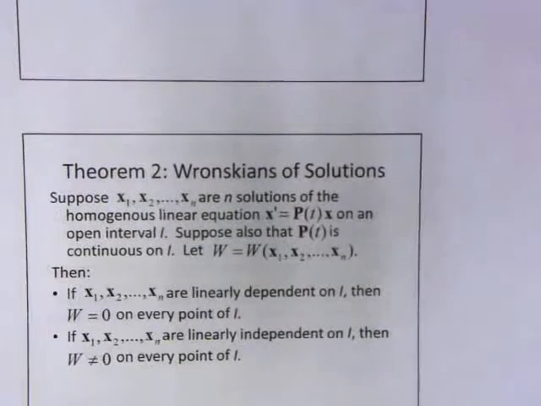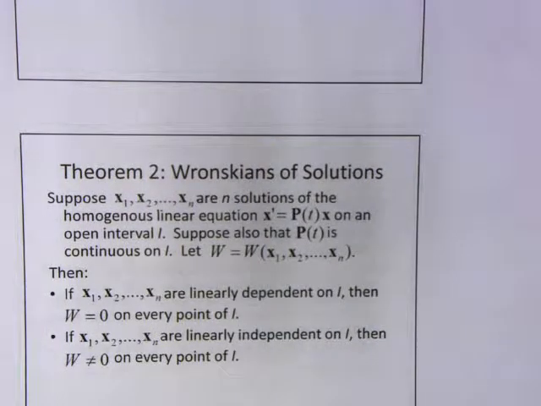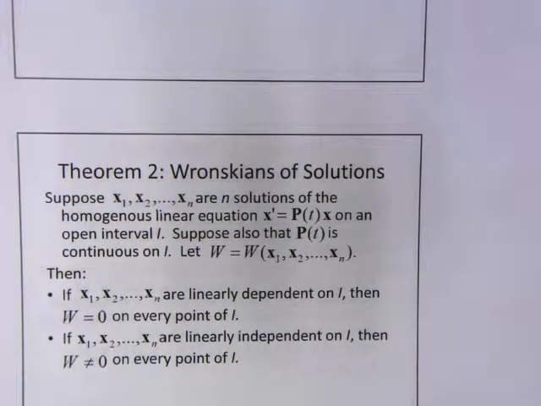Then, the next thing we had in chapter 2, we talked about something called a Wronskian. Suppose x1, x2, xn are n solutions of the homogeneous linear equation x prime equals P of t x on an open interval. Let W be the Wronskian of x1, x2, and xn. If the vectors are linearly dependent, then the Wronskian will be 0. And if they are linearly independent, the Wronskian will be not 0.